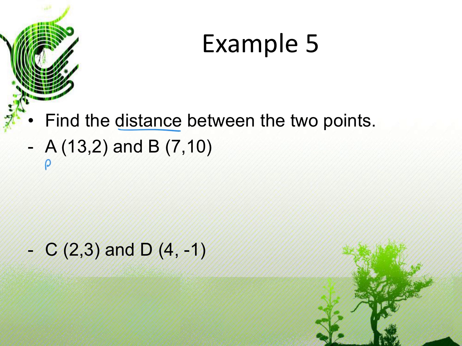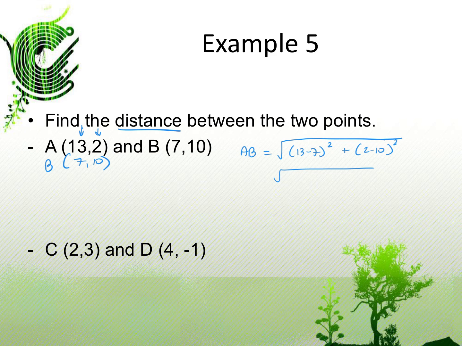Again, remember that I kind of write them with 1 point on top of the other. So A on top, B on the bottom. And then I know that the length of AB is going to equal the square root, and it's going to be the difference of my x's squared plus the difference of my y's squared. So my x's, I'm going to go down 13 minus 7. And my y's, I'm going to do 2 minus 10.